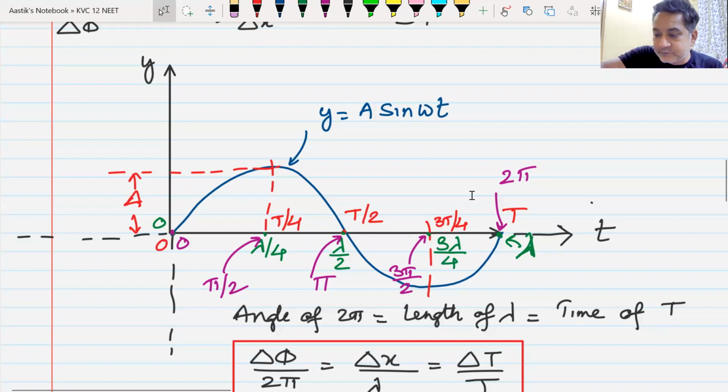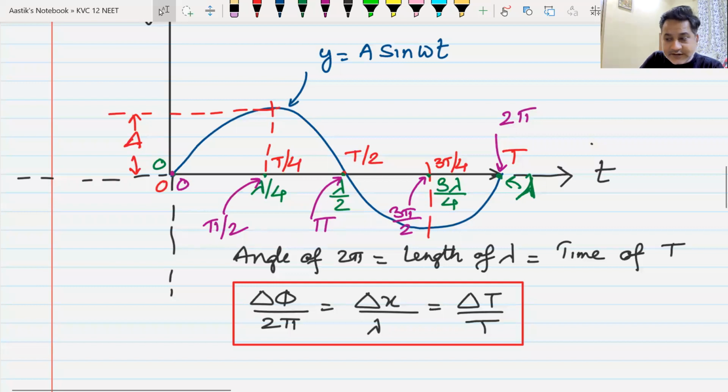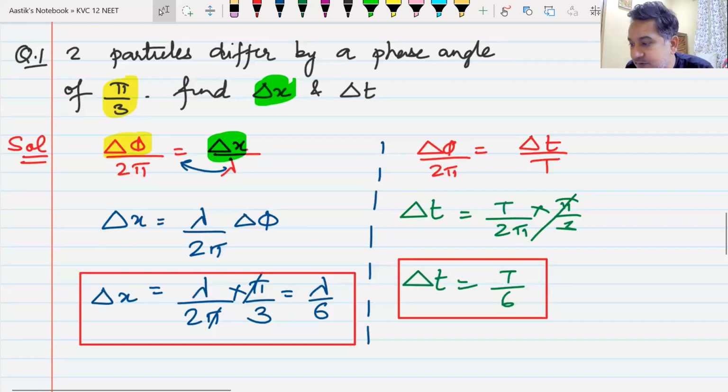What is phase difference? What is path difference? We had seen that. We had also solved a question based on phase difference and path difference. We had seen how we can convert phase difference into path difference and path difference into phase difference. Do we remember this particular question where the phase difference was given as pi by 3, and we had calculated the path difference?